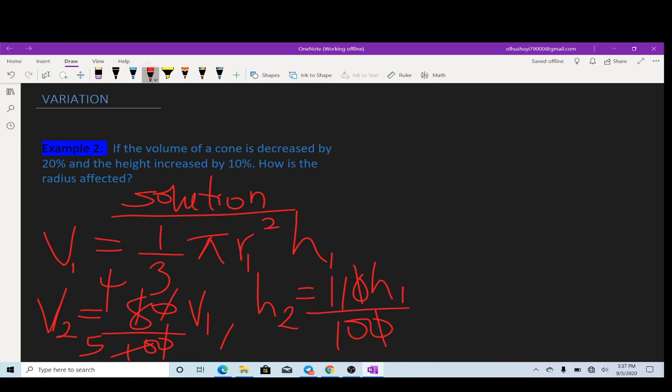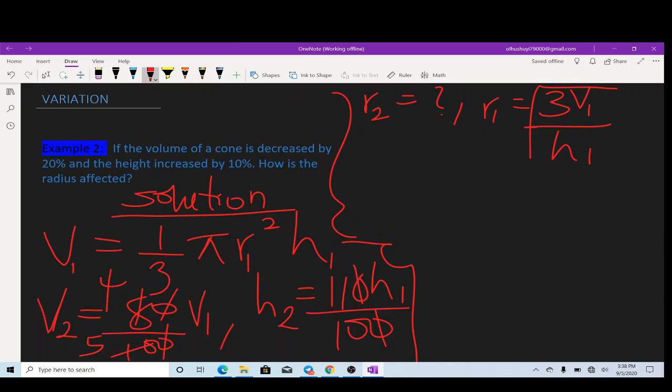Now what we are looking for is what happens to our R2. Our R1, don't forget, from the first equation, R1 squared should be equal to 3 V1 over pi H1. That's what R1 should give us. So having done that, what do we have? Our H2 is already giving us that.